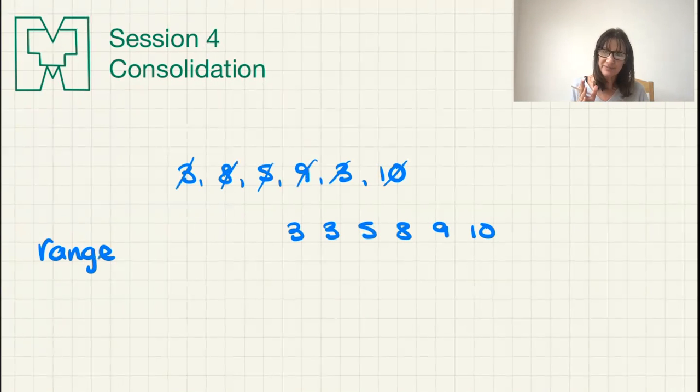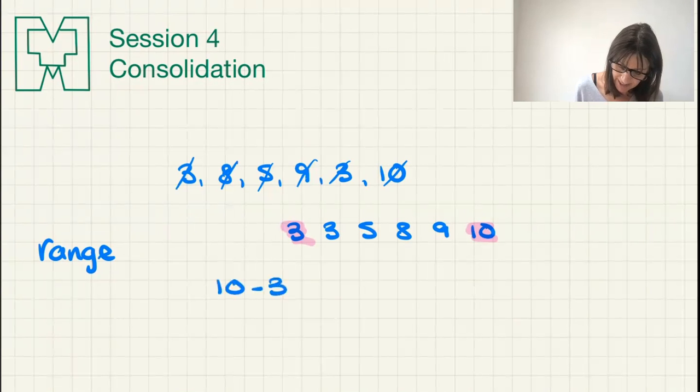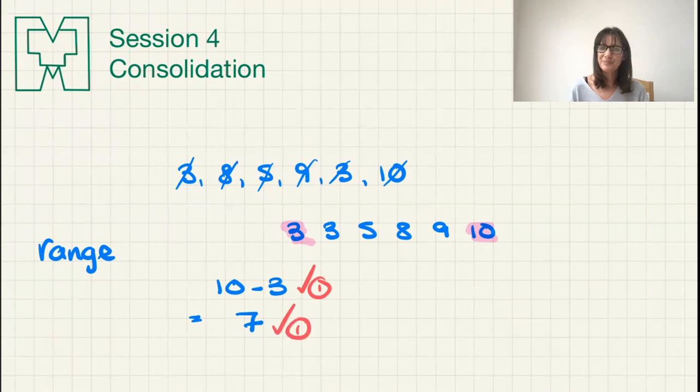Okay, range. Now I'm on the word. I've got to remember it's the difference between, which is easy to remember if I've got the rhyme. So it's going to be the biggest take the smallest. So my range is going to be 10, take 3, which is 7. And hopefully you remembered that that is worth a mark. You've got to write it down. And that is your other mark.